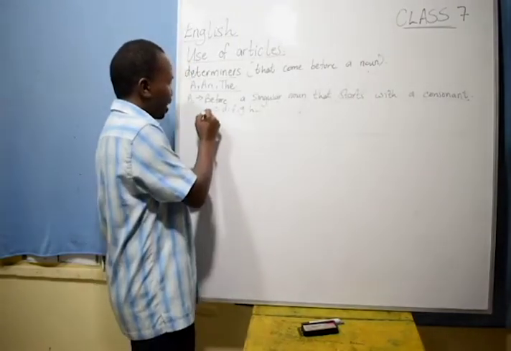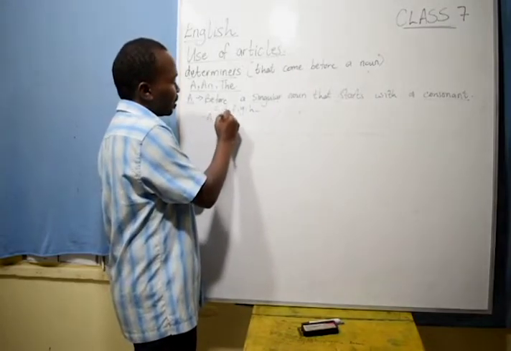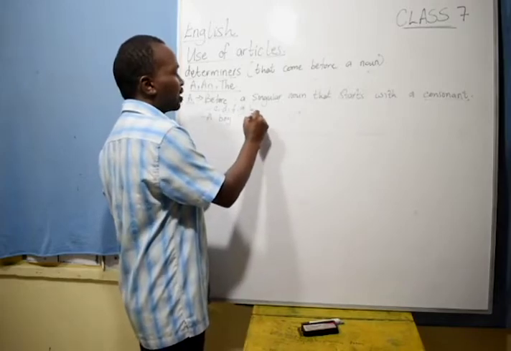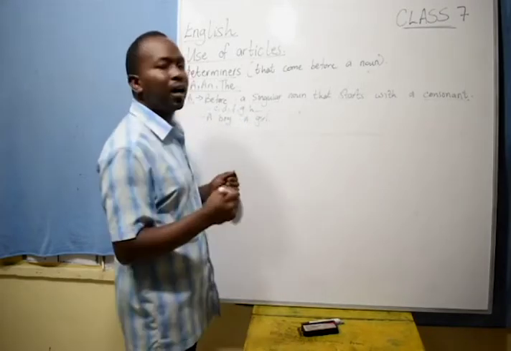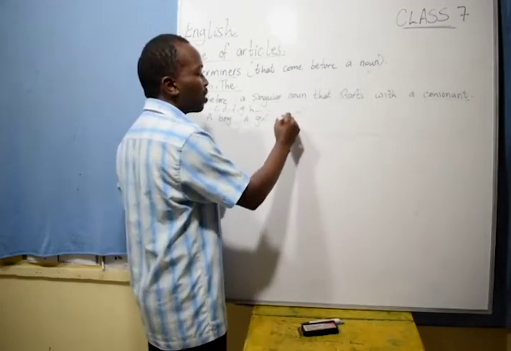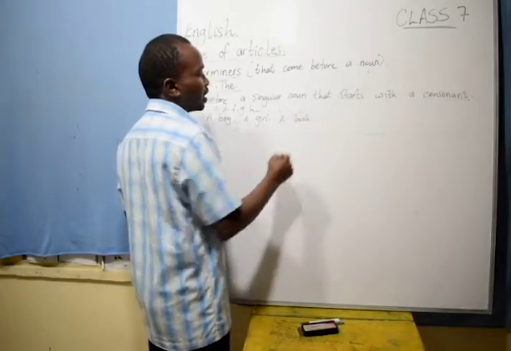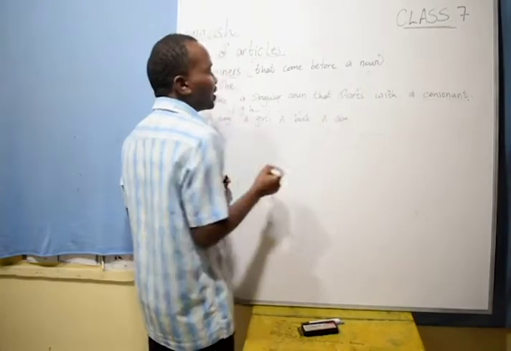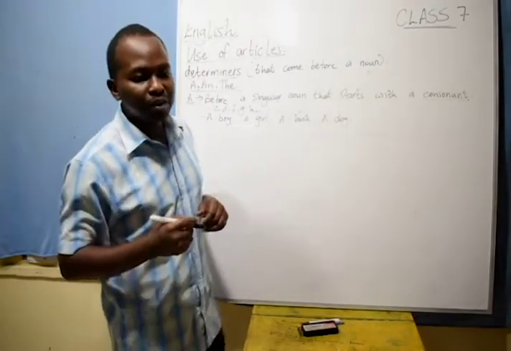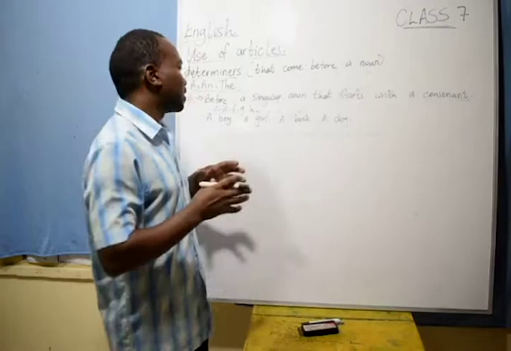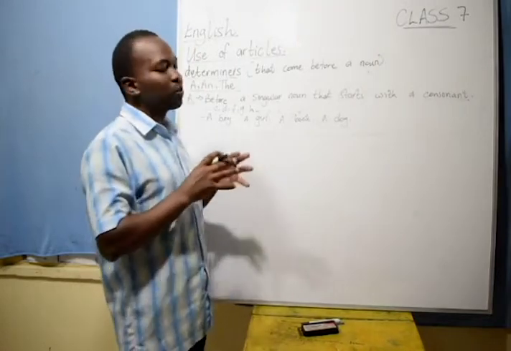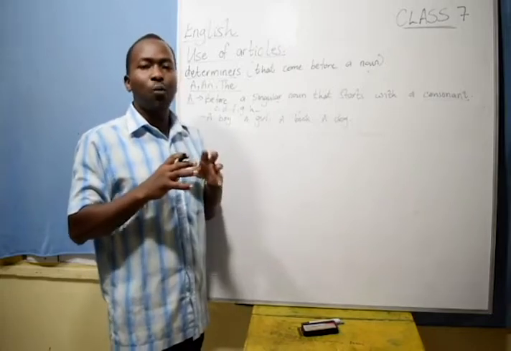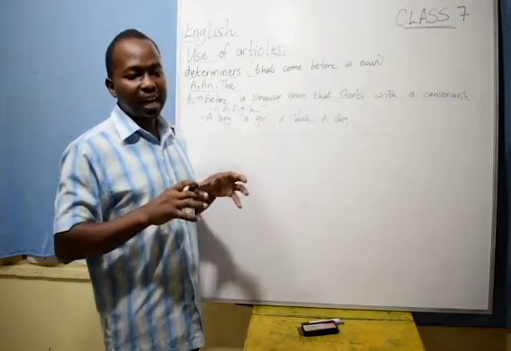So we say a boy. We say a girl. Another one, a book. We can also say a dog. So this is one of the uses of article a, whereby we are using it with a word that starts with a consonant letter.